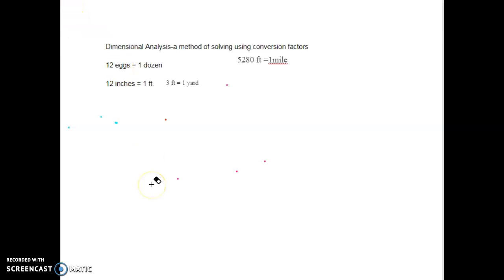Hi, this lesson is to teach you about dimensional analysis. So I'm just going to do a few examples. Dimensional analysis is a method of problem solving using conversion factors and setting those conversion factors up as fractions.